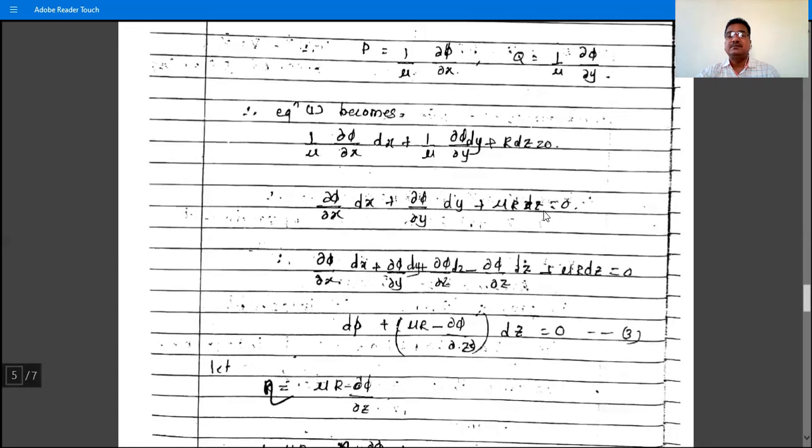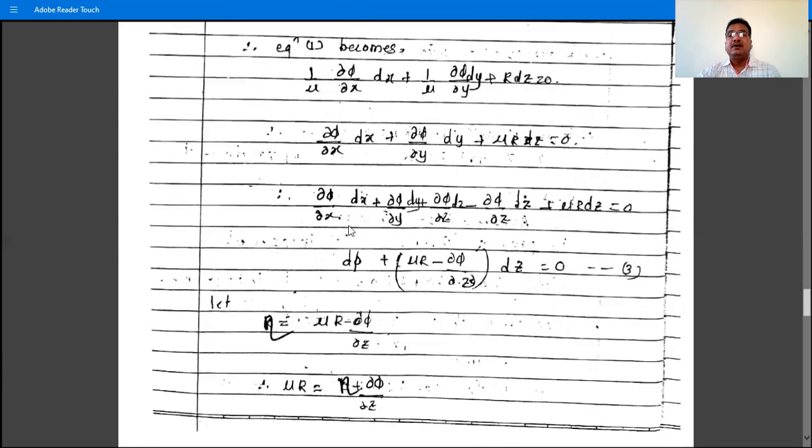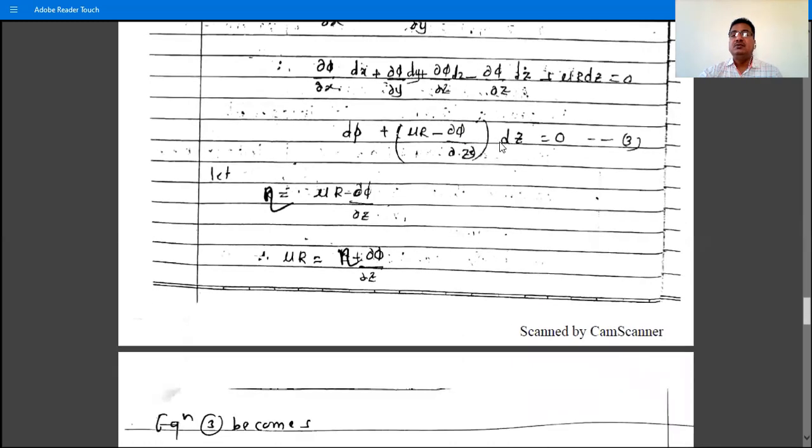Multiplying by mu, we have mu r dz is equal to 0, and then delta phi by delta x dx plus delta phi by delta y dy, add the term delta phi by delta z dz, and then subtract the same term delta phi by delta z dz, plus mu r dz is equal to 0. That is, add the term delta phi by delta z dz and subtract the same term, and this is d phi, delta phi by delta x dx plus delta phi by delta y dy plus delta phi by delta z dz, is d phi, plus the two terms, mu r minus delta phi by delta z in bracket, into dz is equal to 0.